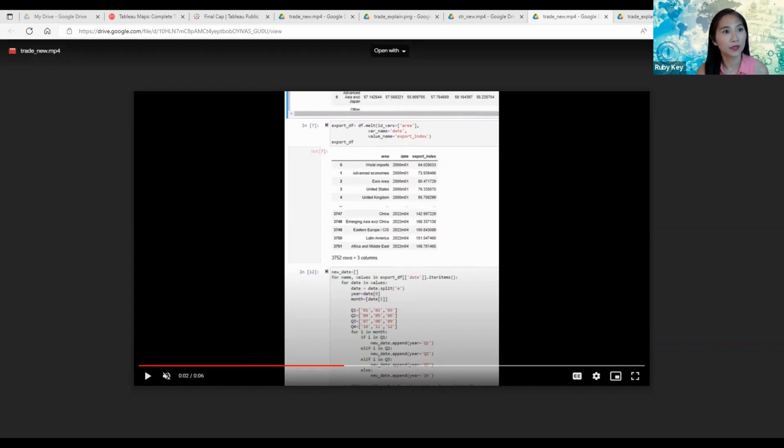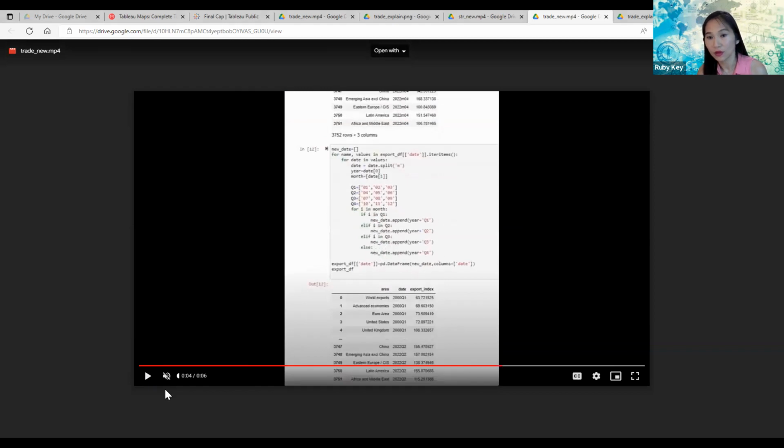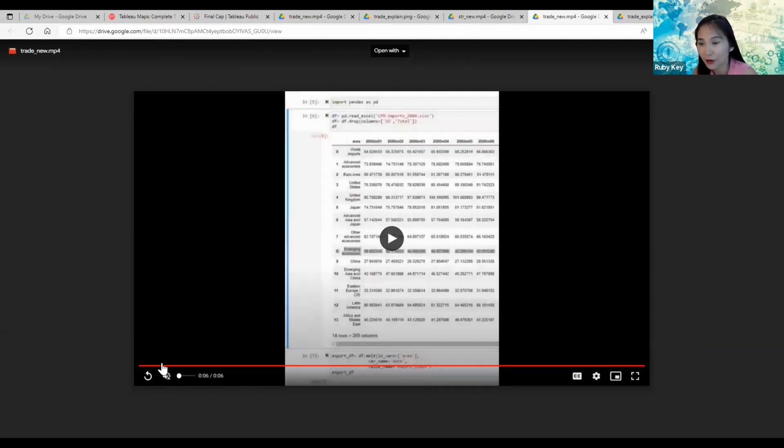After that, I put this new date back into this list. When the list was finally completed, it looks like this. And then right here, I put it back into this data frame. A data frame is just like an Excel sheet. So that's how I clean my trade data.